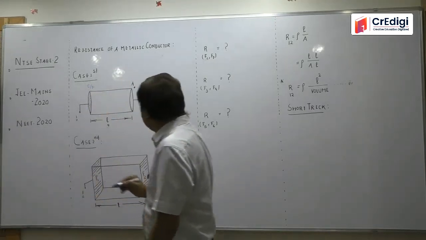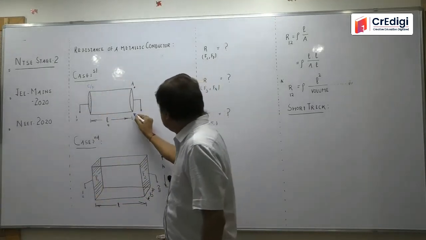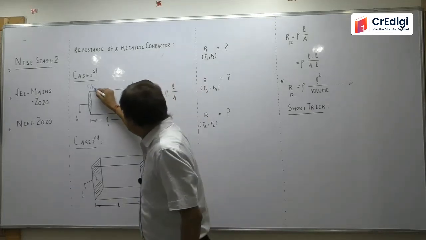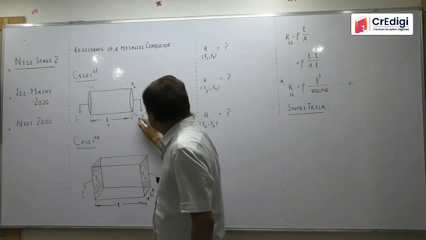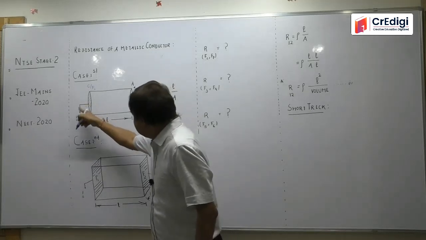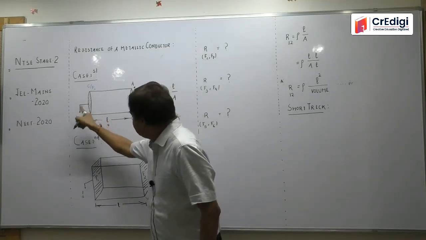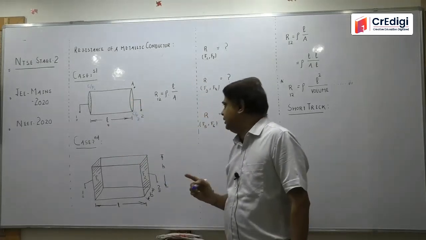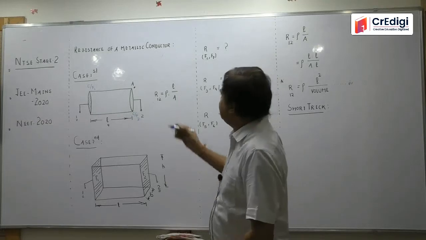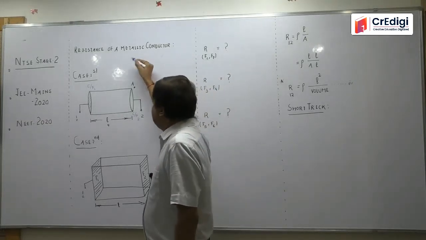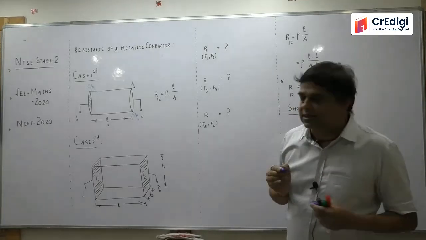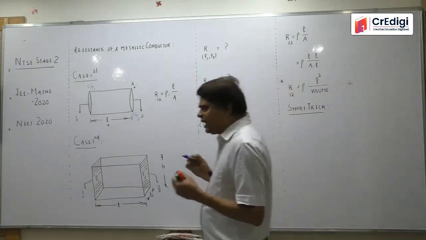ये एक circular face है, and this is also a circular face. I say that this is circular face 1 and this is circular face 2. यहाँ से एक terminal बाहर आ रहा है, and one terminal is coming out from over here. And in general हम क्या कह देते हैं? We want to find the resistance of the metallic conductor. हम इस metallic conductor का resistance find out करना चाहते हैं, but that is not very correct.